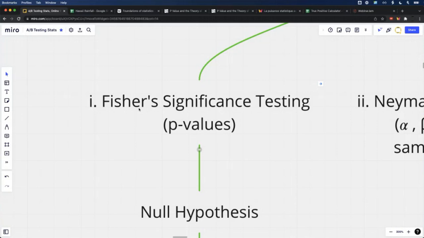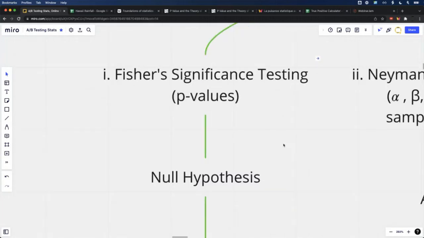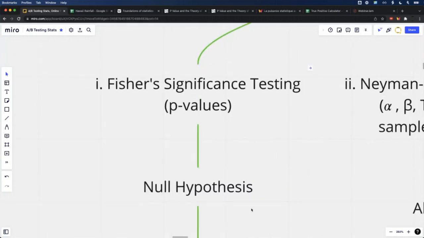So, what is Fisher's significance testing, right? Fisher said we have a null hypothesis, and I'll talk about what null hypothesis means. But basically, we have a null hypothesis, and what p-values measure is the probability of observing something in the face of the null hypothesis being true, right? So that's just a high level view.